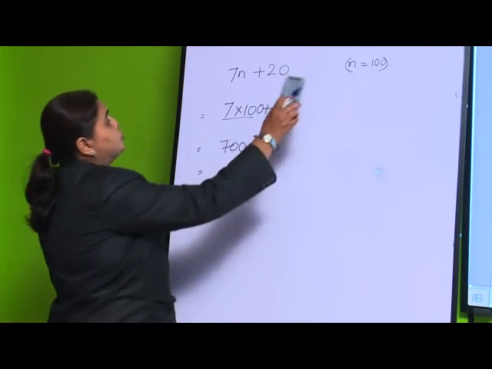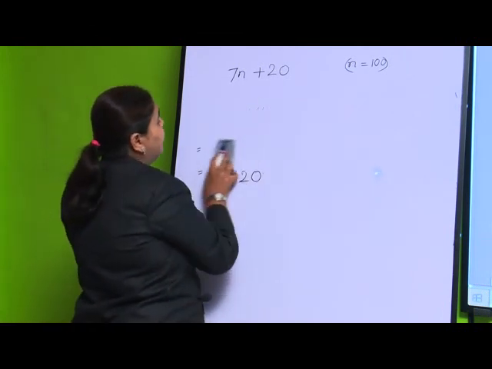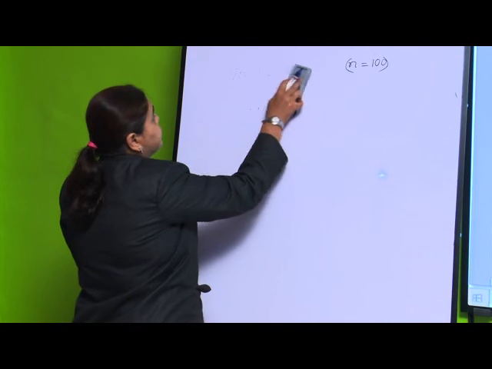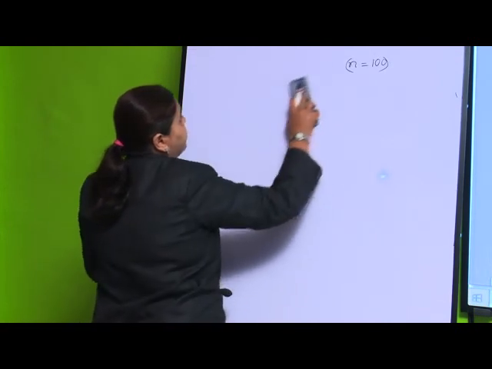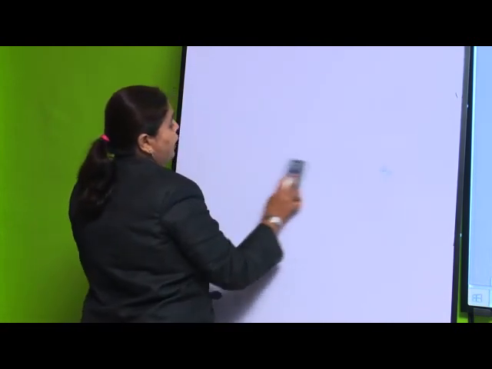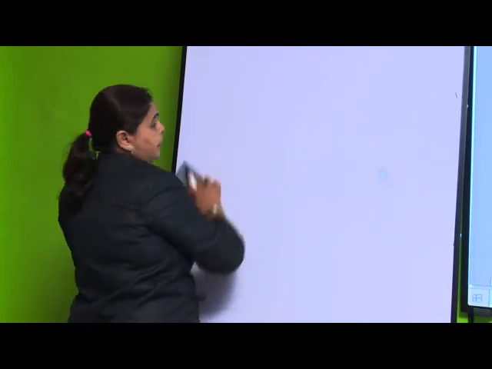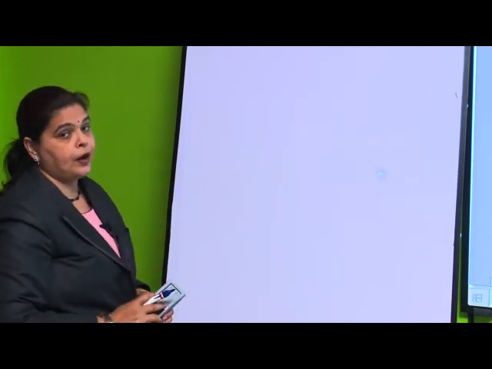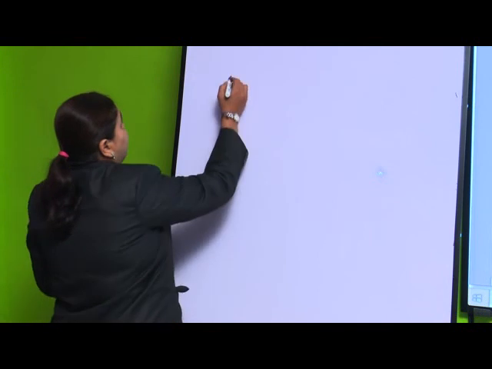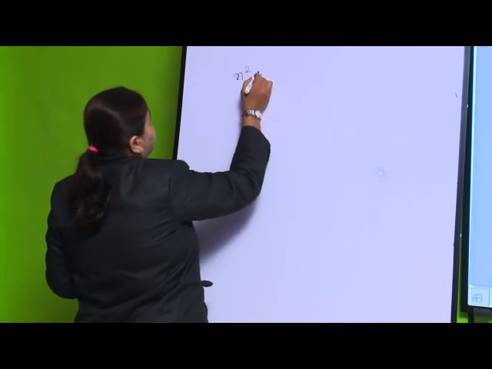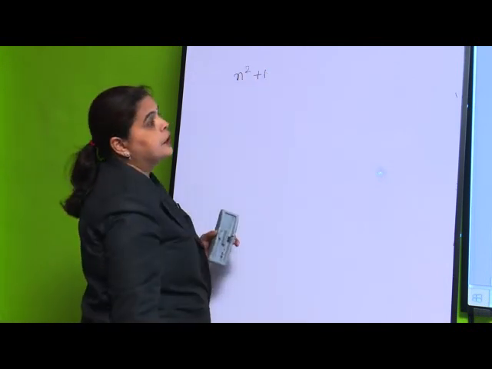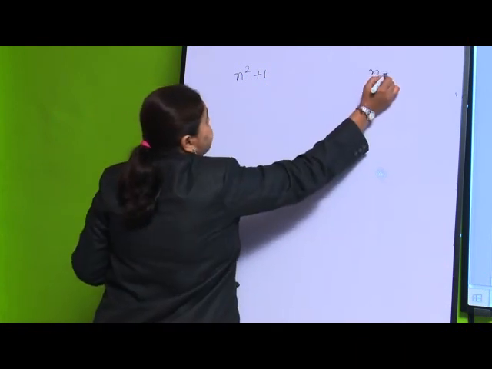So, I showed you the number of patterns as 5, as 10, and as 100, and the number of segments we require if we want to prepare them. Now, we have n square plus 1. The number of patterns we require is n equal to 5.